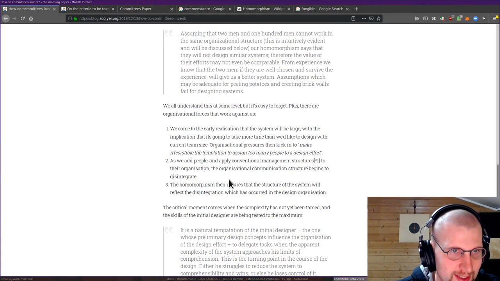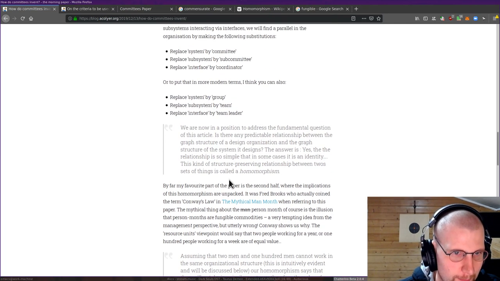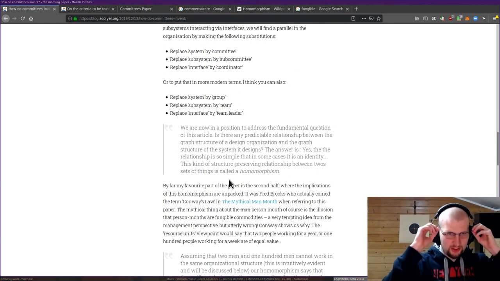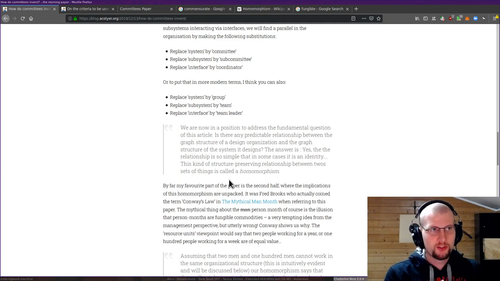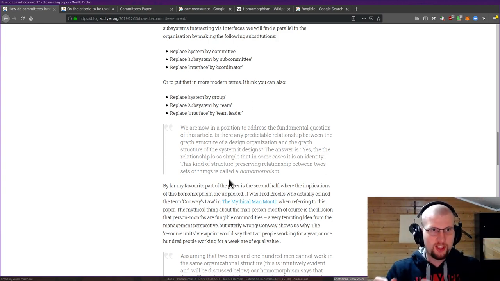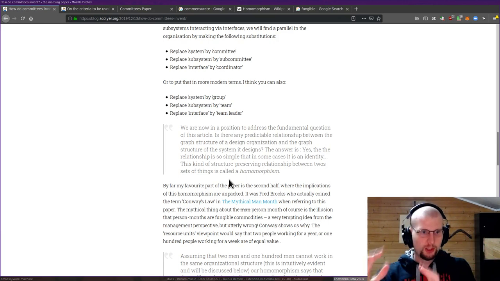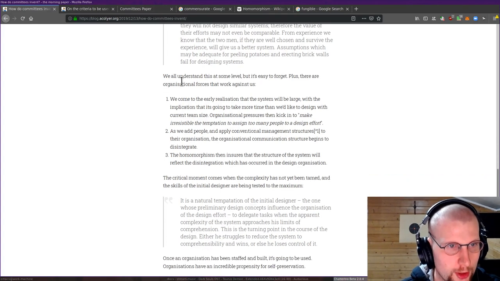So we're reading the paper that basically introduced Conway's law: if you design a system, the system will be similar to the communication structure of the organization. So if you have a sales team and a production team, there's a fat chance your software will also have a sales part and a production part. So that's what we're reading right now.